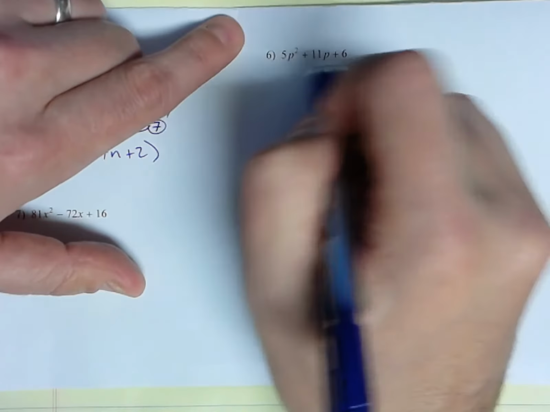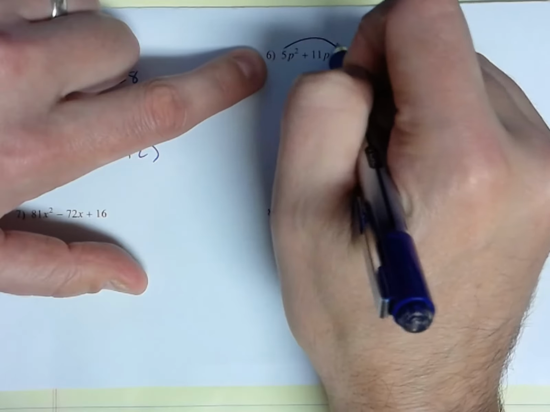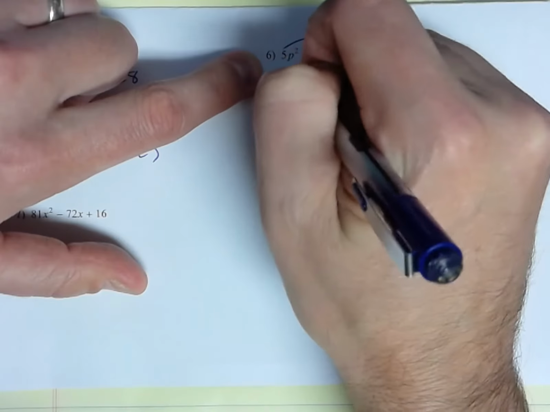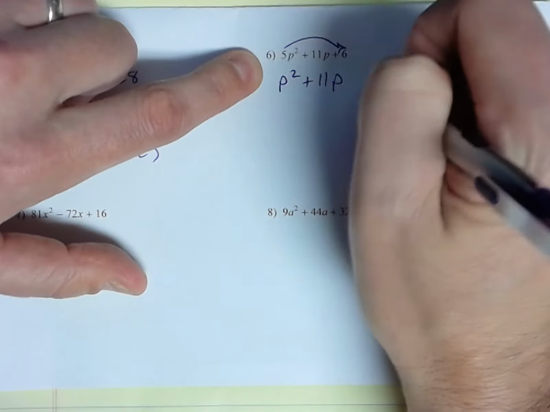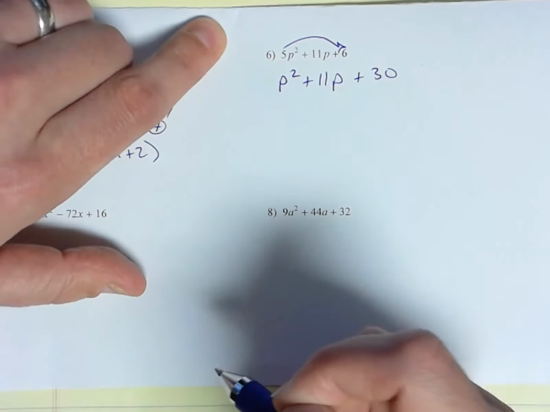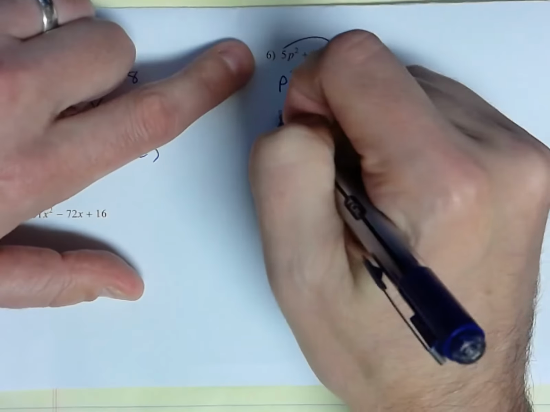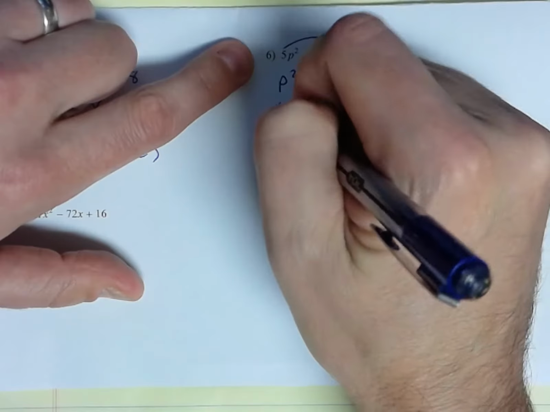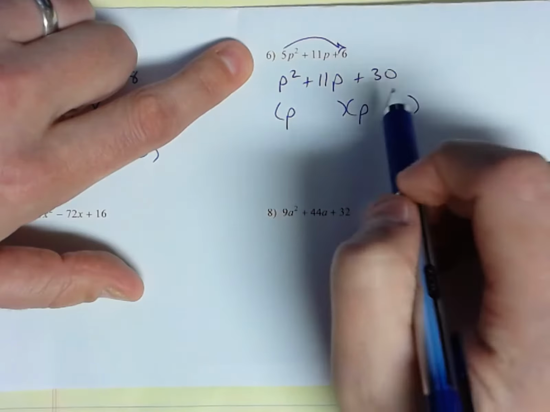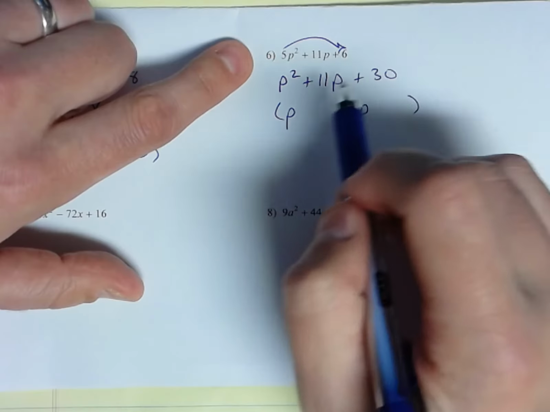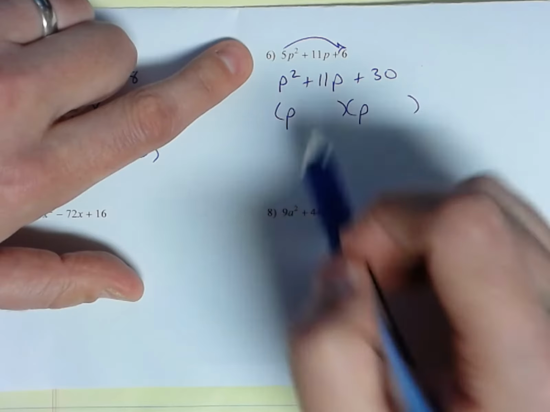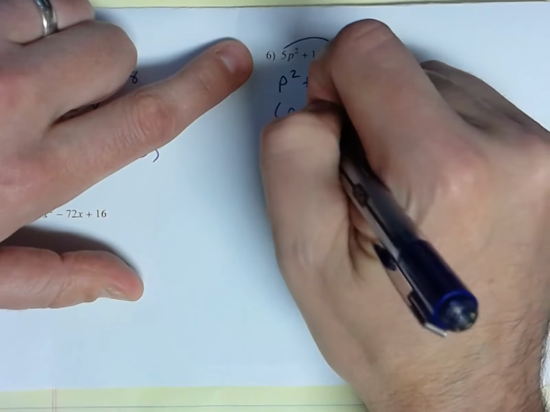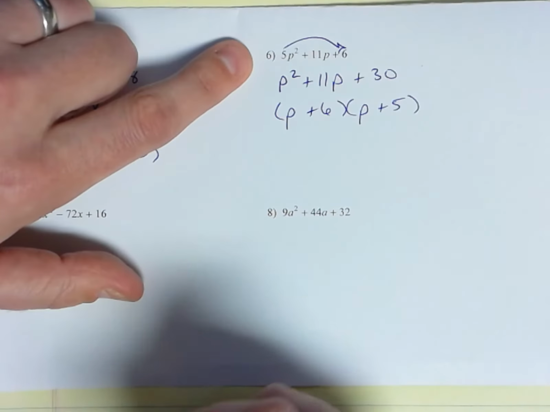So, can't divide that 5 out. Let's multiply it over here. So p squared plus 11p plus 30. 5 times 6 is 30. Now, let's break that up. What are we going to get? So p and p, factors of 30 that add to make 11. Well, how about 6 and 5? So plus 6 plus 5.